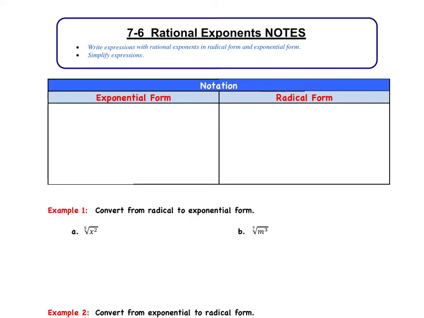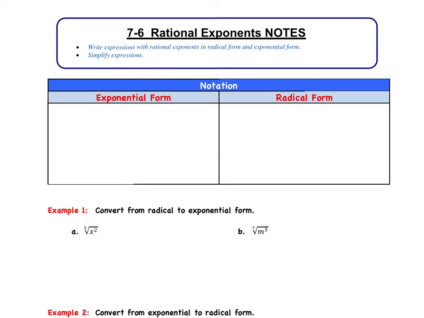Welcome to 7.6. In this section, we are going to discuss rational exponents. So as you can see from the first objective, first we are going to learn to write expressions with rational exponents in both radical and exponential form. We're also going to be simplifying. Before we jump into any examples, we need to talk about the two different forms, and that's exponential and radical form.